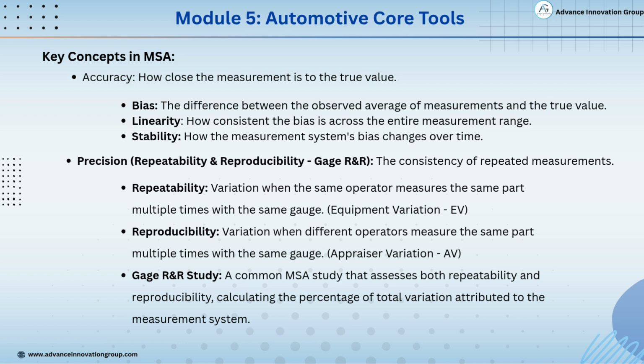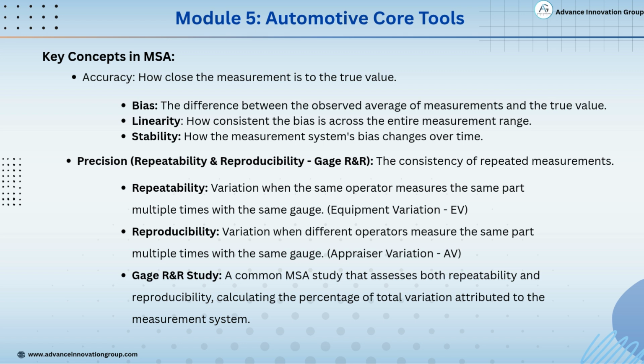This slide explains the key concepts in MSA, or Measurement System Analysis. MSA helps us understand whether the measurement system we use is accurate and consistent. Let's break it down into two main categories. 1. Accuracy. It tells us how close the measurement is to the true value. Bias is the difference between the observed average and the actual value. Linearity shows how consistent that bias is across the measurement range. Stability refers to how bias changes over time.